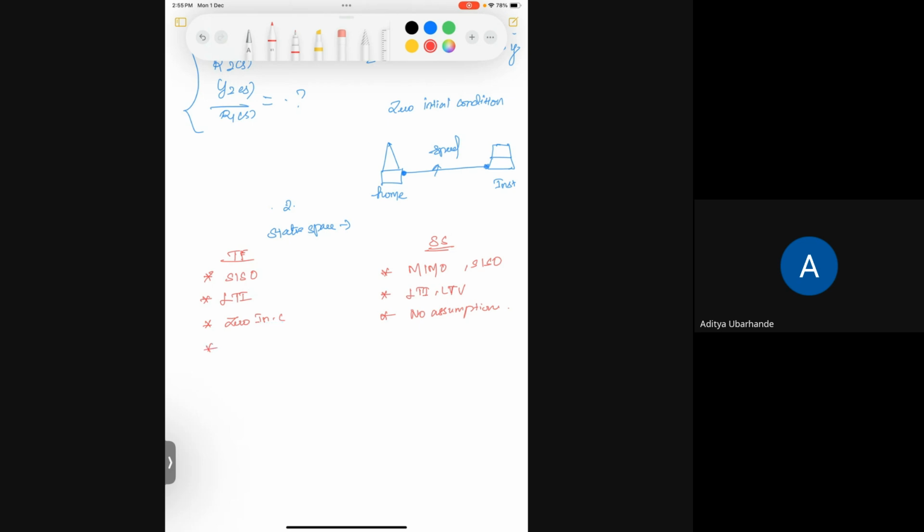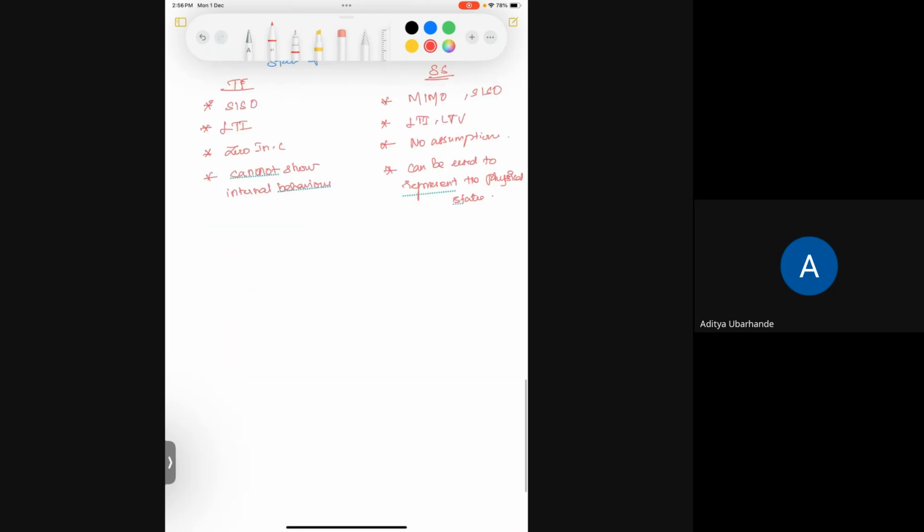A more intuitive way to tell this is that this cannot show the internal behavior of the system. This can be used to represent the physical states more clearly. With this introduction, I am moving to state space analysis.